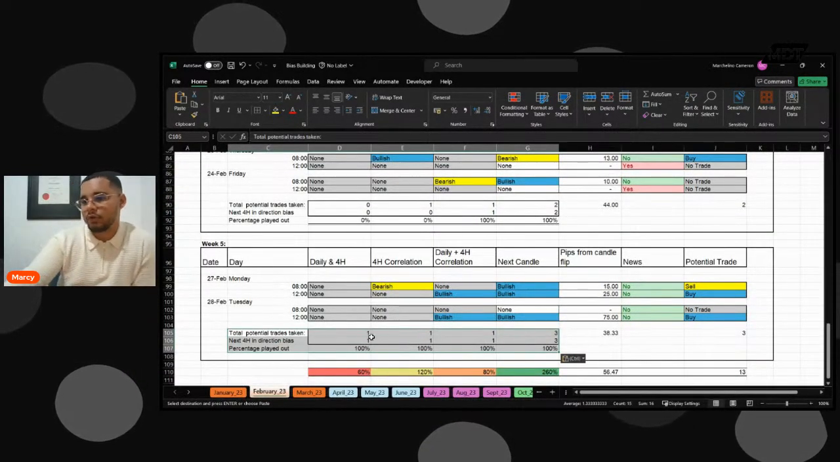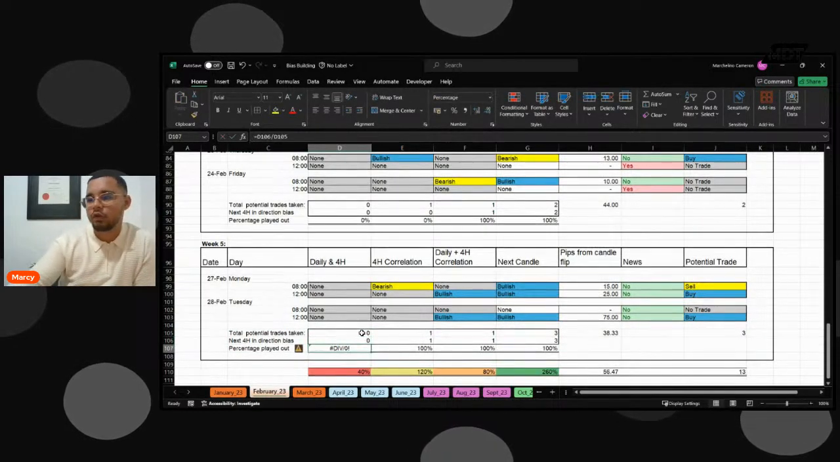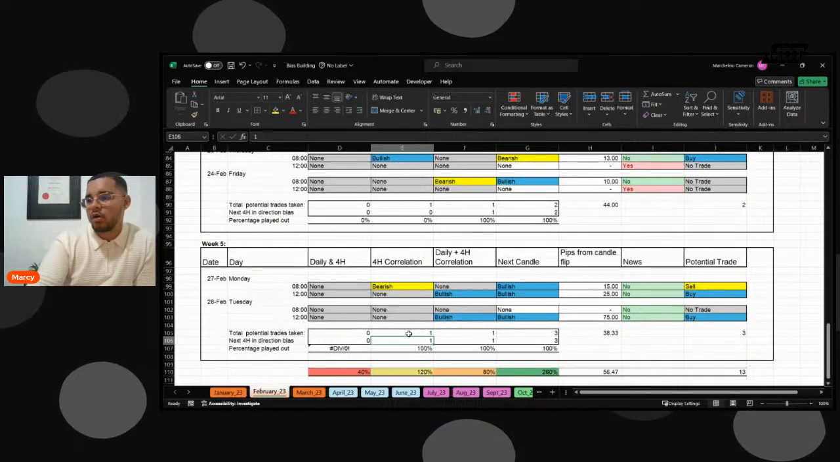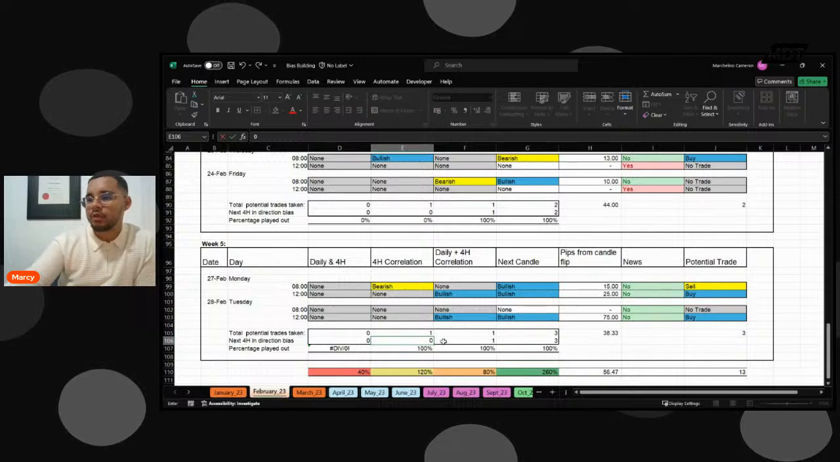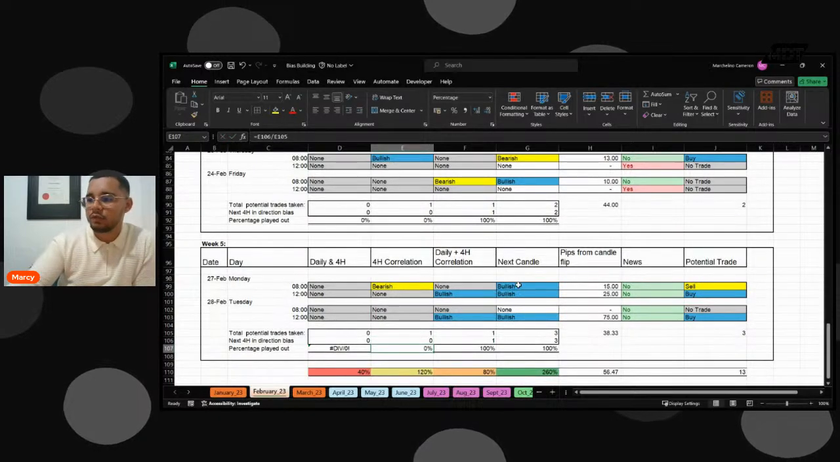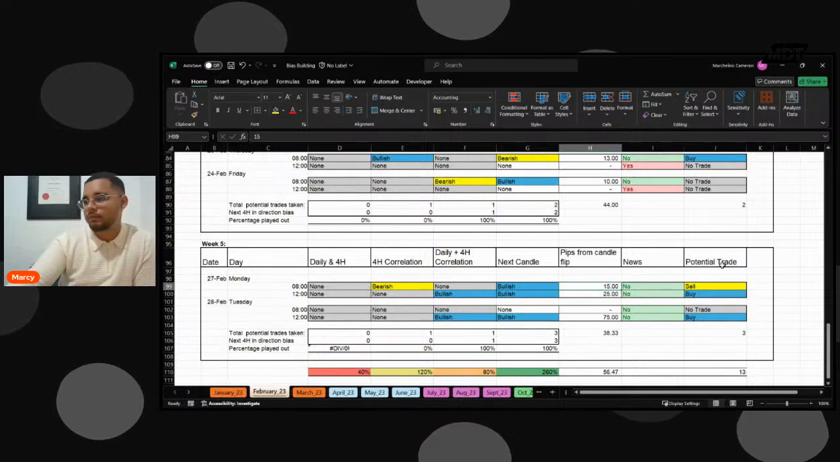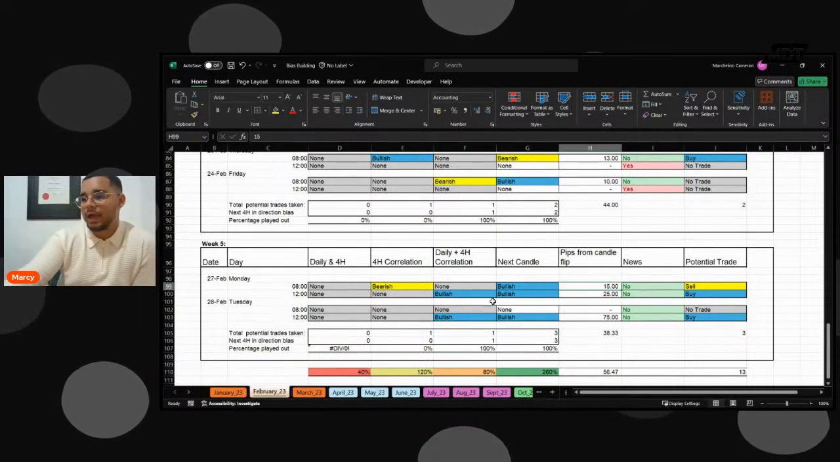What you can see is that we've taken no trades for daily and 4H. We've taken one trade on the 4H correlation. The next candle didn't play out. It only went up 15 pips in our direction. We were looking for sells. The next candle played out for buys, and it is what it is. You're going to lose some, you'll win some.